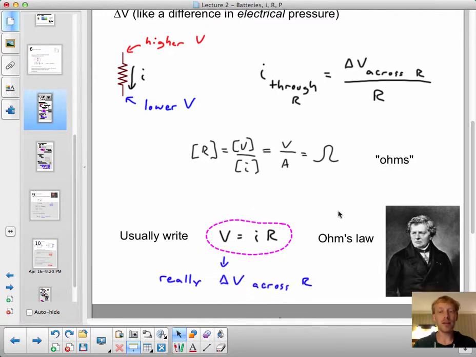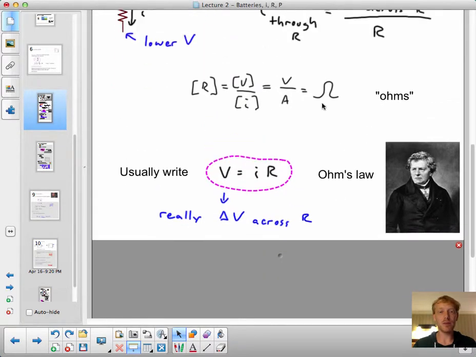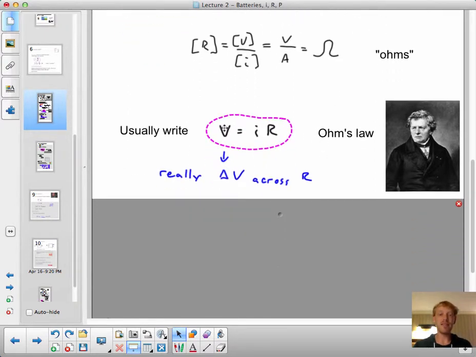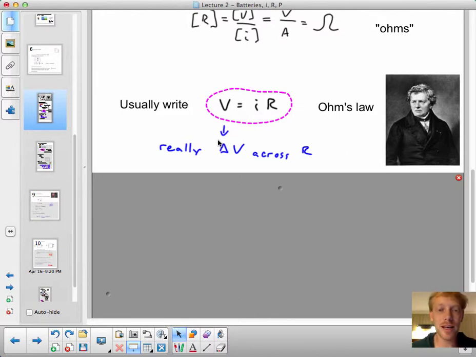We usually write this relationship, I equals delta V over R, usually like V equals IR. What I want to emphasize is that this is a statement about a resistor. This is not a statement that would apply to a battery or to a switch or something like that. When we say V, we're really talking about the difference in voltage across the resistor. The difference in voltage across the resistor is equal to the current going through the resistor times the resistance of the resistor. And this is known as Ohm's law, after this dude.